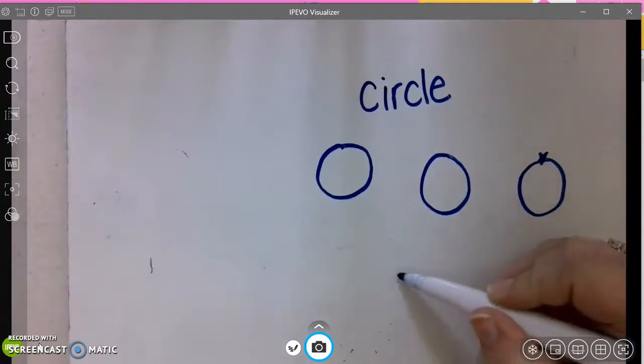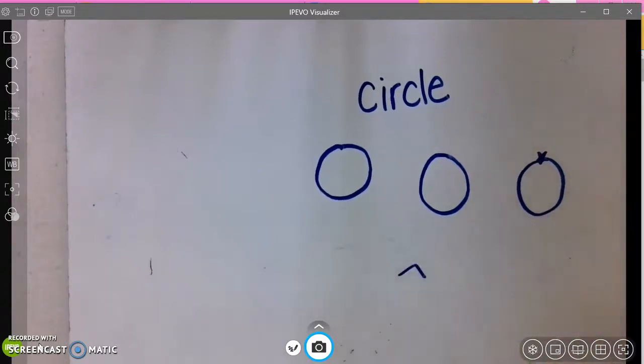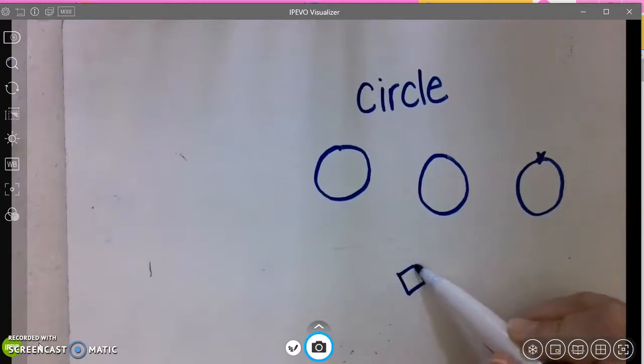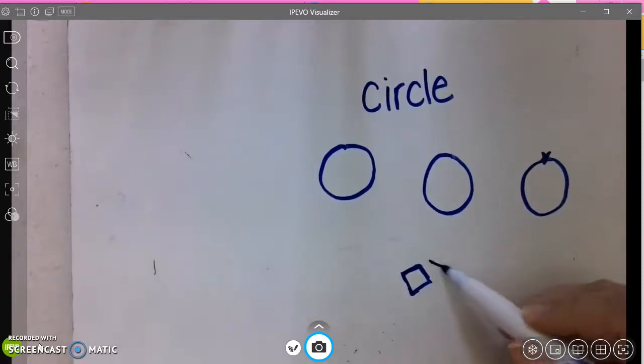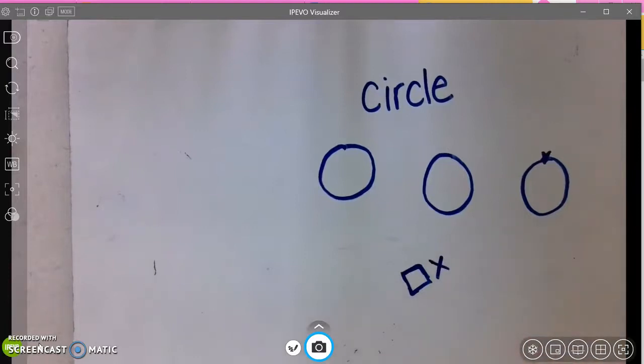Does it have any corners? Like this would be a corner of a square. A square has little L's on the corners. Nope. Circles have no corners. And do you know how many sides a circle has?